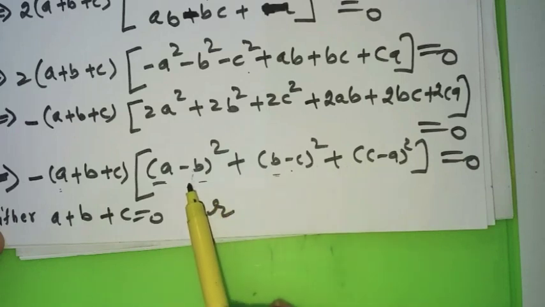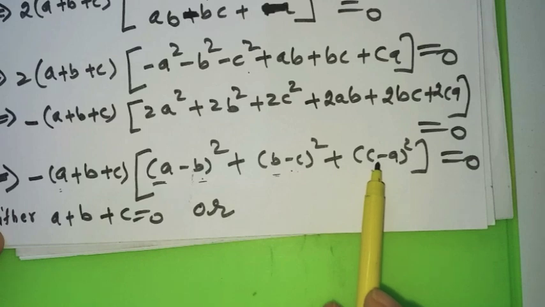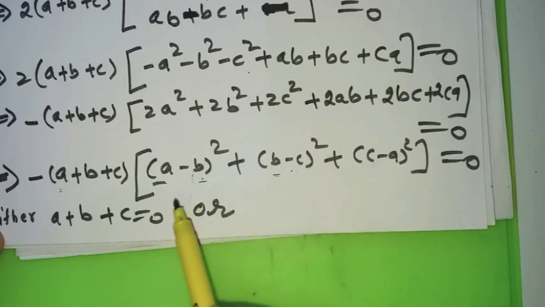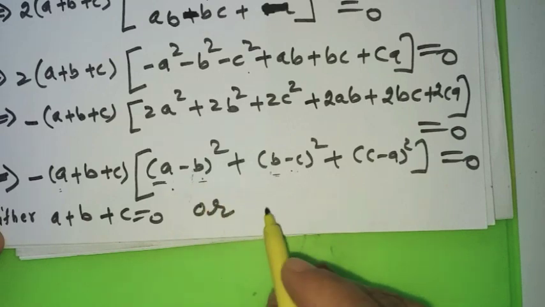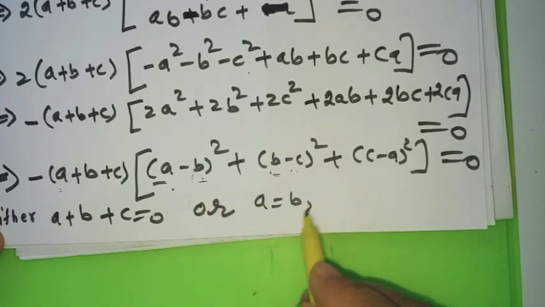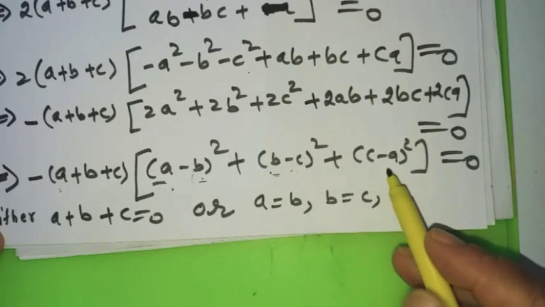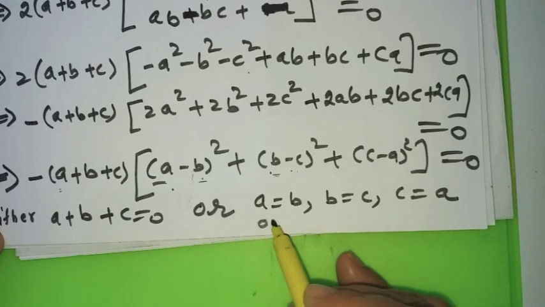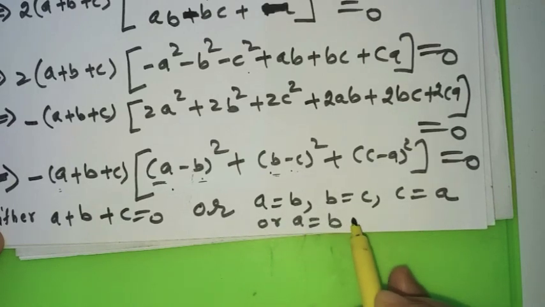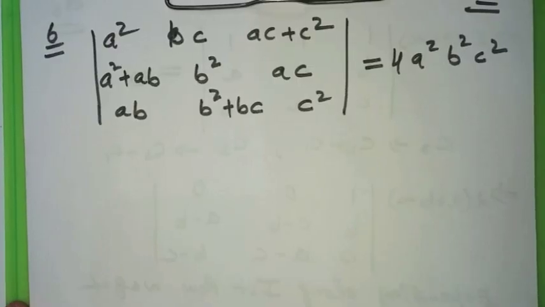So the only condition for this bracket to be 0 is that all these 3 whole squares will be 0, and these 3 whole squares will be 0 only if a minus b is 0, that is a is equal to b, b minus c is 0, that is b is equal to c, c minus a is 0, that is c is equal to a. Or I can say that a is equal to b or is equal to c, which is the desired condition. Question number 6.